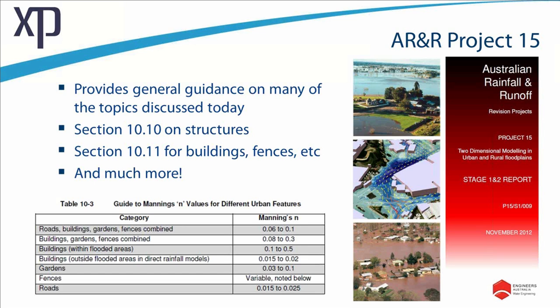I'll just finish off with mentioning the AR&R Project 15. This is available on the internet, and Jess can send people the links to this document. It's a couple of hundred pages, and it provides guidance on many, many topics related to 2D modelling. It's been formulated over a number of years, and it's a great reference for those who are keen to learn more about 2D modelling. A couple of relevant chapters that we've addressed today in this webinar are section 10.10 on structures, how to deal with those, and section 10.11 for buildings and fences. But there is much more in this document for those who are interested.